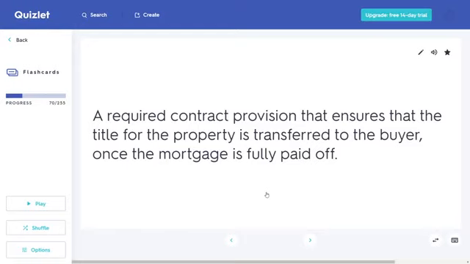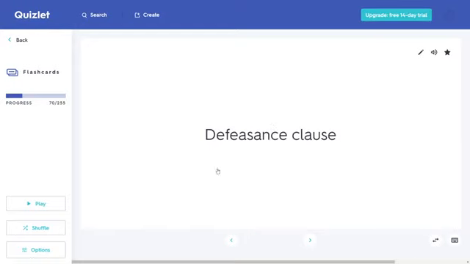So keep your eyes out for the defeasance clause. It's super important to know and understand. Okay, delinquent taxes. So this is another short one. I'll give you guys a second or two to think this one over.